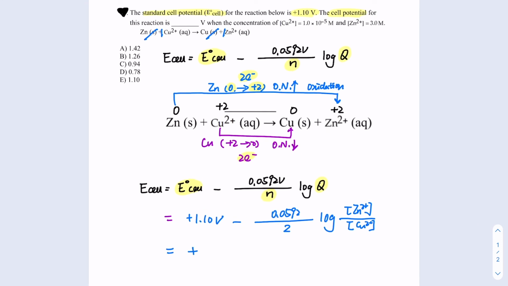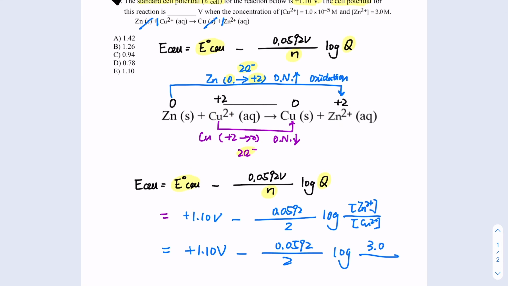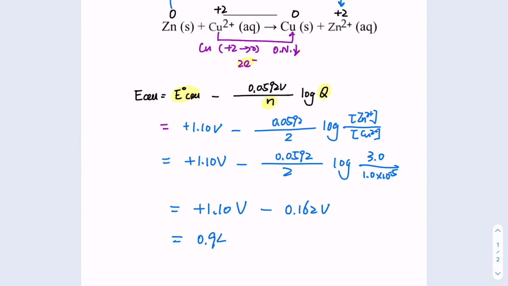Just as a heads up, you do need to make sure you double check the coefficients. For this question, the stoichiometric coefficients are 1, so that's fine. Now let's plug in the values. That'll be 3 divided by 1 times 10 to the power negative 5. Once you do this calculation, you should get positive 1.10 minus this bunch, which you calculate with the calculator. This is what you should have, and the final answer will be 0.94 volts.